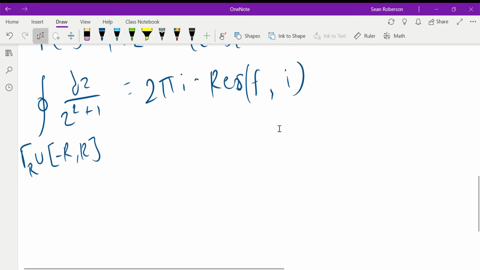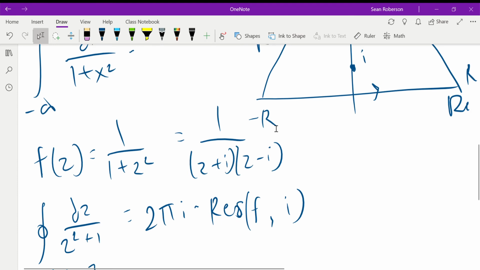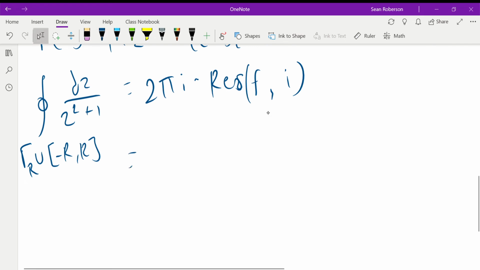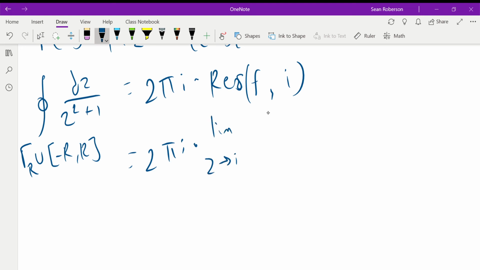Since this is a simple pole, we'll just cancel the factor that is causing the problem and take a limit as z goes to i, but that's no problem. So this is 2 pi i times the residue, which will have as the limit as z goes to i, 1 over z plus i. We have no problem evaluating this limit. It's 2 pi i times 1 over 2i. The 2i is dropped, and I'm left with pi.